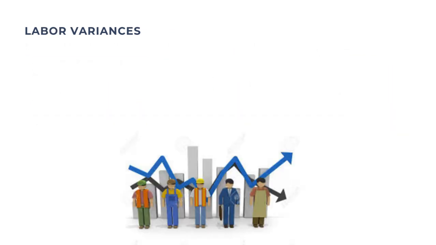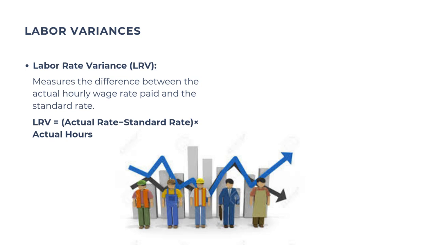Labor variances help us understand how effectively a company manages its workforce in terms of cost and productivity. These are broken into two key components: labor rate variance and labor efficiency variance. First, let's look at the labor rate variance, or LRV. This measures the difference between what was actually paid per hour and what was expected. The formula is LRV equals actual rate minus standard rate times actual hours. If the actual rate is higher than the standard, it results in an unfavorable variance. A lower rate leads to a favorable outcome.